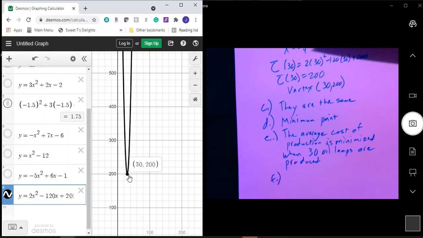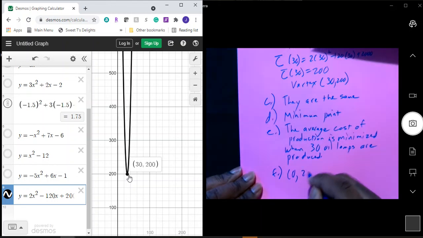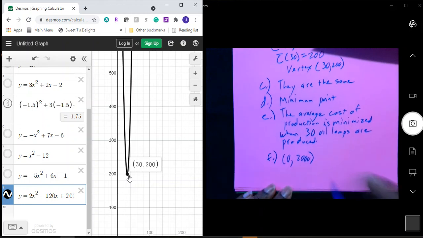So now we come to F. It says, what is the vertical intercept? Now we know the vertical intercept is the y-intercept. So basically we know x is going to be 0. And if we put that in here, the C value is 2,000. So it'd be (0, 2,000). And it says, what is the practical meaning?